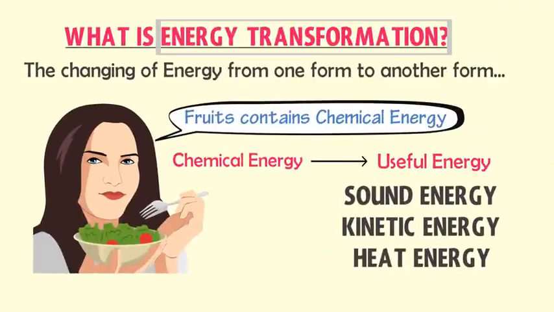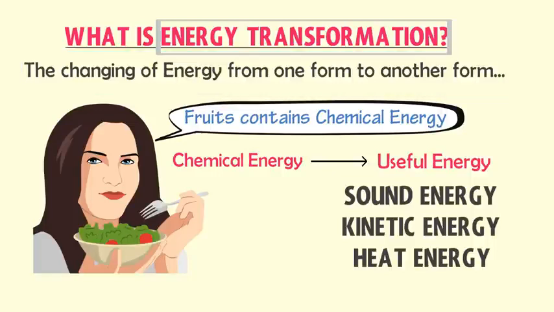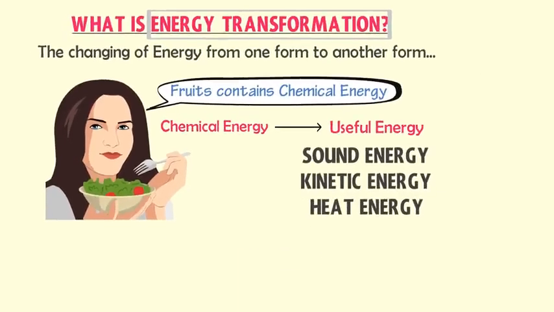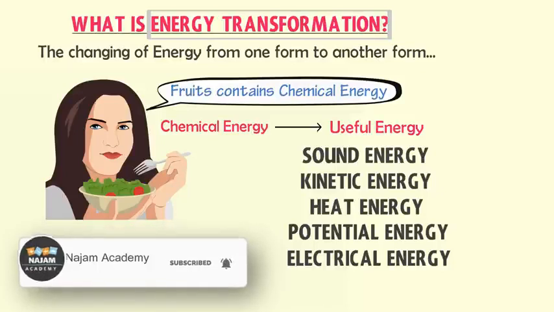Energy transformation is when energy changes from one type to another. Therefore, energy can be transferred or transformed, and the total amount of energy always remains the same. That's why we have different forms or different types of energy, because energy can be transformed from one form into another form, like kinetic energy, heat energy, sound energy, potential energy, electrical energy, etc.